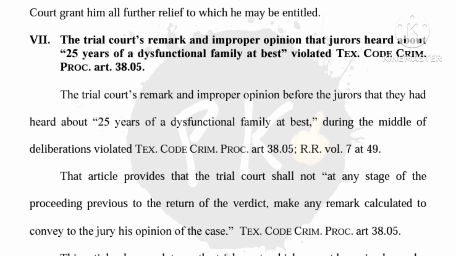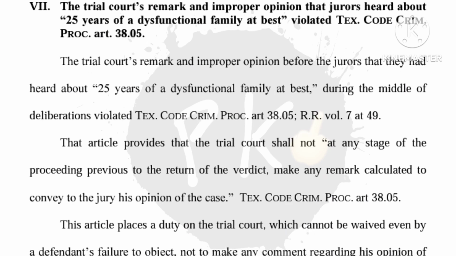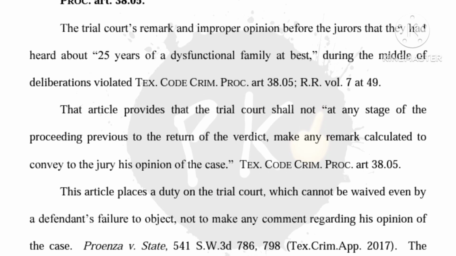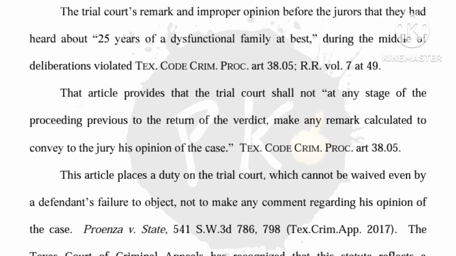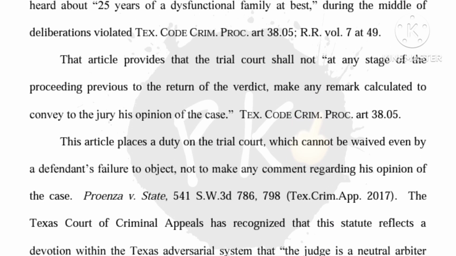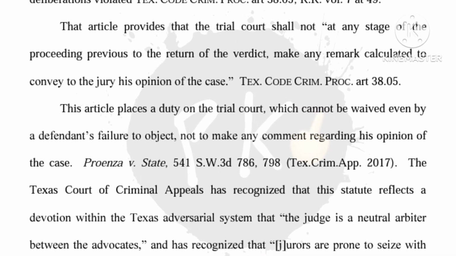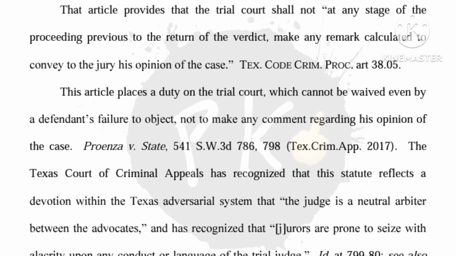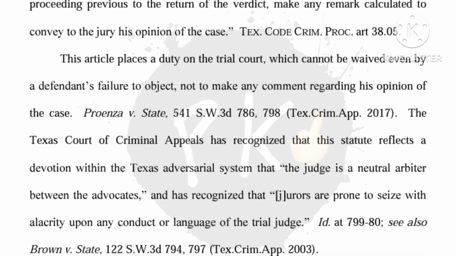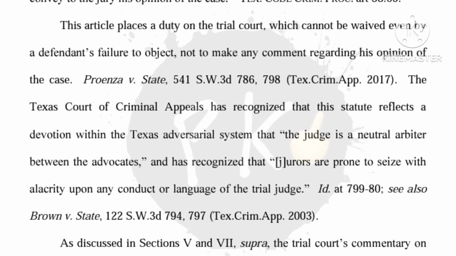That article provides that the trial court shall not at any stage of the proceeding previous to the return of the verdict make any remark calculated to convey to the jury his opinion on the case. This article places a duty on the trial court, which cannot be waived even by defendant's failure to object, not to make any comment regarding his opinion of the case. Reference. The Texas Court of Criminal Appeals has recognized that this statute reflects a devotion within the Texas adversarial system that the judge is a neutral arbiter between the advocates, and has recognized that jurors are prone to seize with alacrity upon any conduct or language of the trial judge.